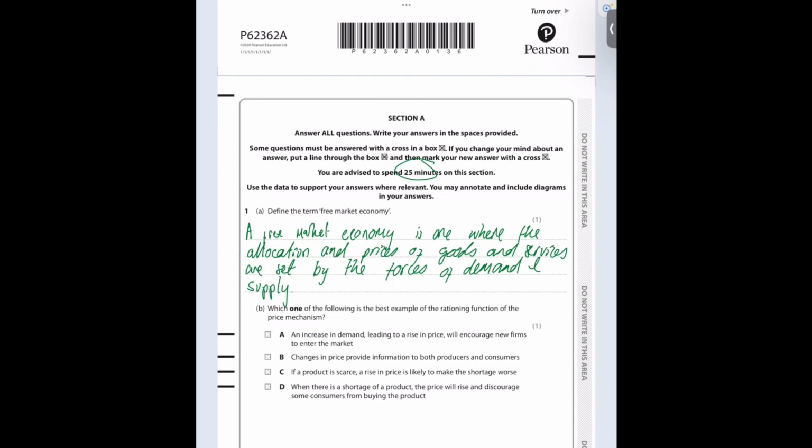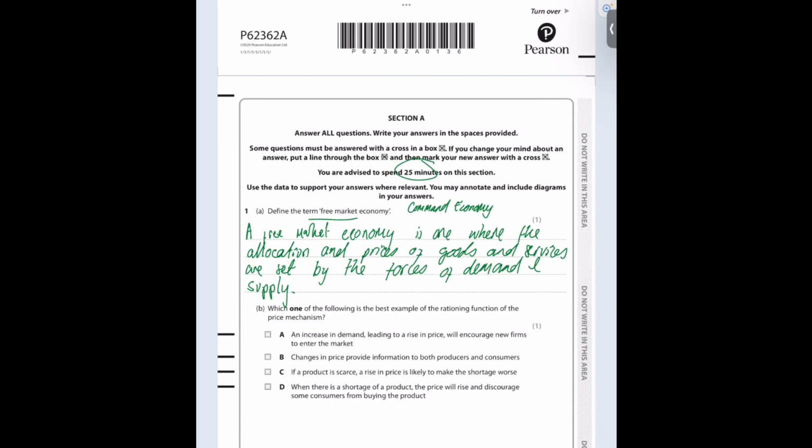Now, we can also mention that this would be an economy where you wouldn't have any government intervention. If you were talking about the opposite type of economy, you would have a command economy where the government takes control of allocating all the resources, or you can have a combination of both where you have a mixed economy.